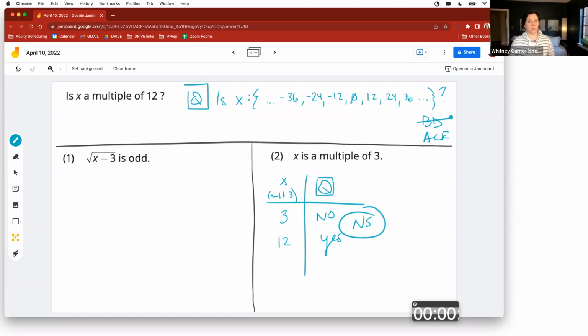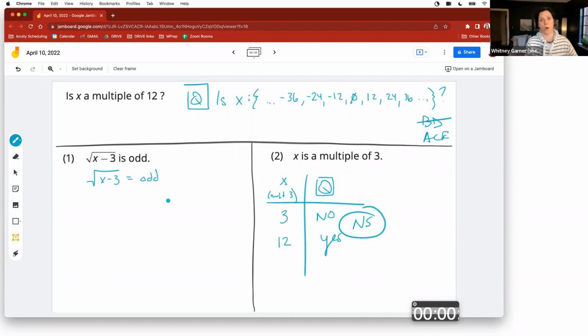This next one is not super pretty. Now, here's the deal. I don't know anything about X at all. So what might be good is to rephrase this statement algebraically a little bit before I start just randomly trying to pick values of X. And so I'm going to write the square root of X minus 3. And I told you variables could be words. So X minus 3 is odd. So I'm just going to write odd as the number.